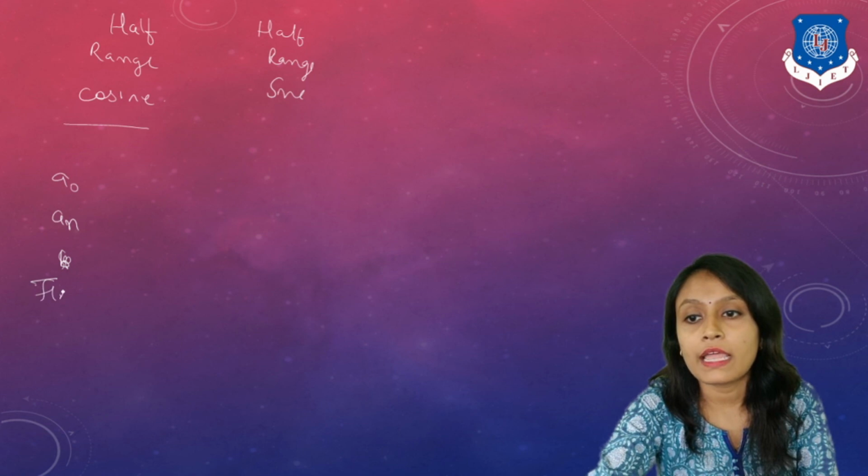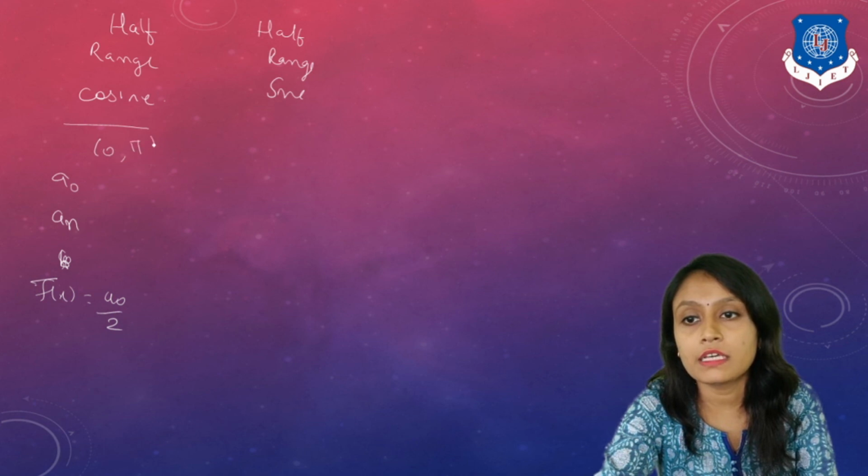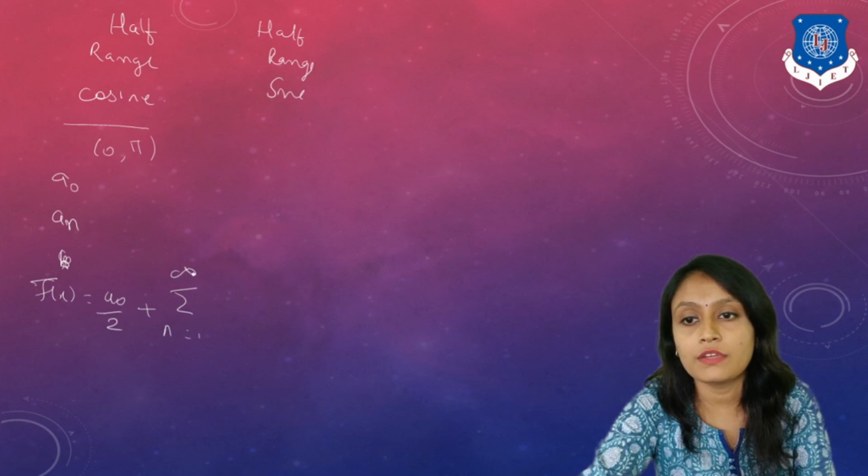So in today's session, what we have studied is the half-range cosine series and sine series. Whenever the cosine series is asked, you have to find a0 and an, and bn is no need to find. And the formula for f(x), suppose we are taking the interval 0 to pi, will become a0 by 2 plus summation n from 1 to infinity an cos nx.